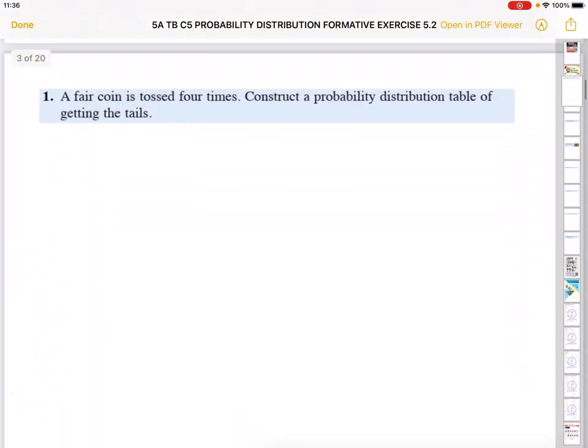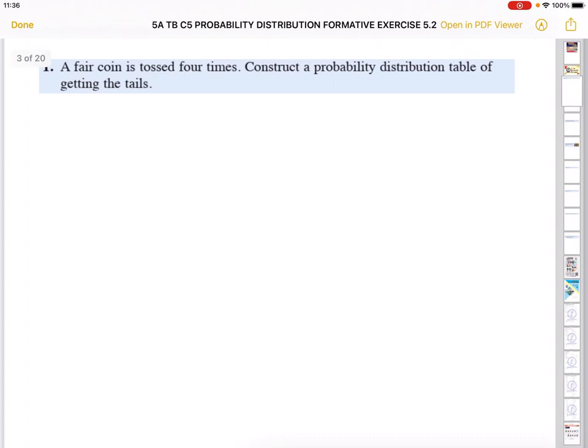So let's get straight to this. The first thing is you have a question about a fair coin. You toss it 4 times, right? You want to construct a probability distribution table of getting the tails.